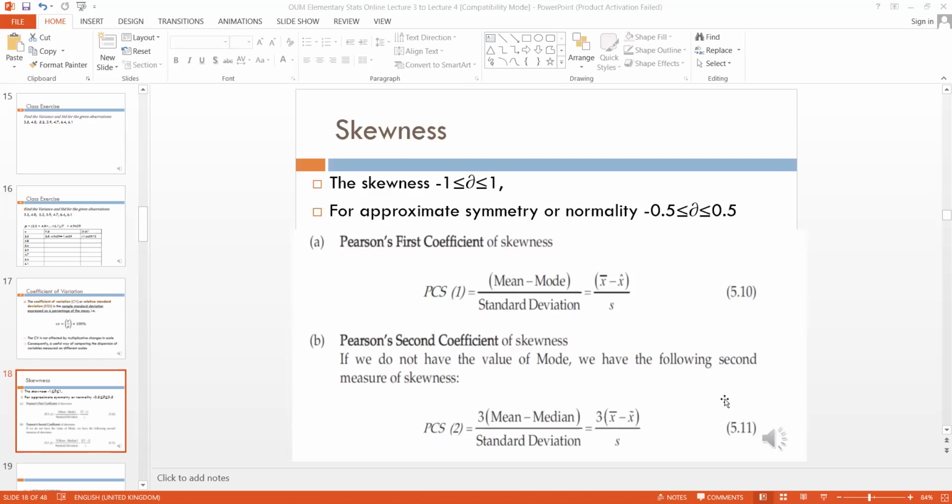The measure of skewness can be estimated using Pearson's first coefficient of skewness, which is defined as the mean minus the mode of the data over the standard deviation. Pearson's second coefficient of skewness is defined as 3 times the mean minus the median over the standard deviation. We use this when we don't have the mode of the data.